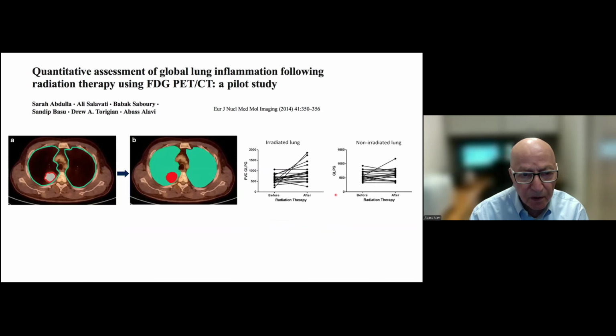Of course, inflammation due to radiation therapy has been of great interest to us, and we have measured the presence of inflammation in the entire lungs, and irradiated lung has significant uptake of FDG versus non-radiated areas. So definitely it shows the sensitivity of FDG in detecting inflammation, even in patients who have no or minimal change on CT scan, showing evidence for inflammation that we can detect by FDG.